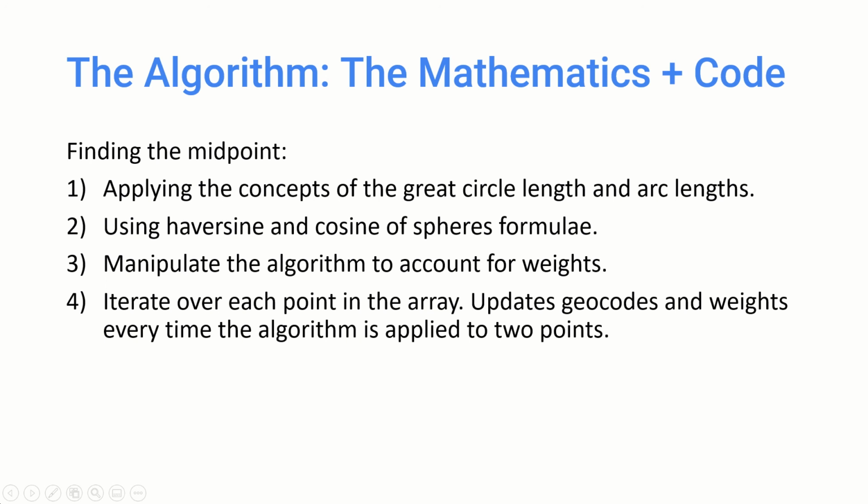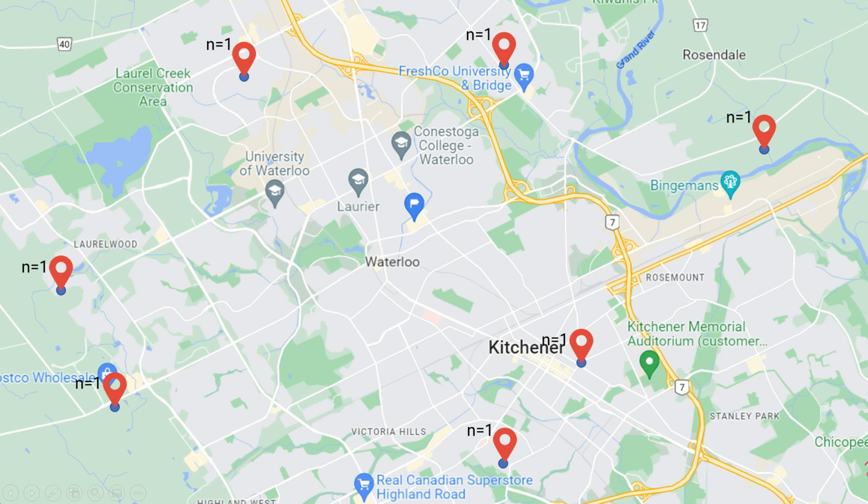Manipulating the algorithm to account for weights, we now have a formula that finds the central location between any 2 weighted points. Now all we did was iterate it over each point on the array, updating the geocodes and weights of the points as the algorithm is applied to 2 points. And here's a satisfying animation that shows how that loop works.